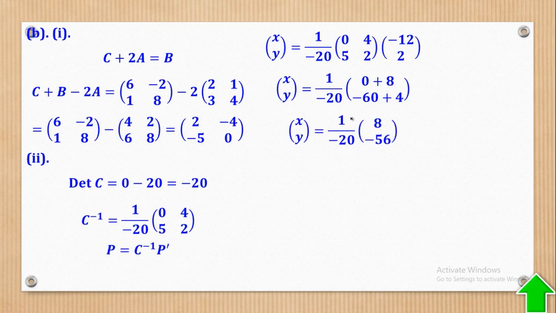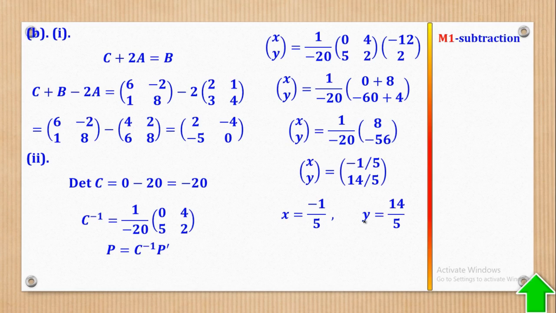Then this means that this one will multiply each entry inside this matrix. To come up with that, 8 over negative 20 will give me negative 1 over 5. Then negative 56 over negative 20 will give me 14 over 5. Therefore, x is negative 1 over 5 and y is 14 over 5.